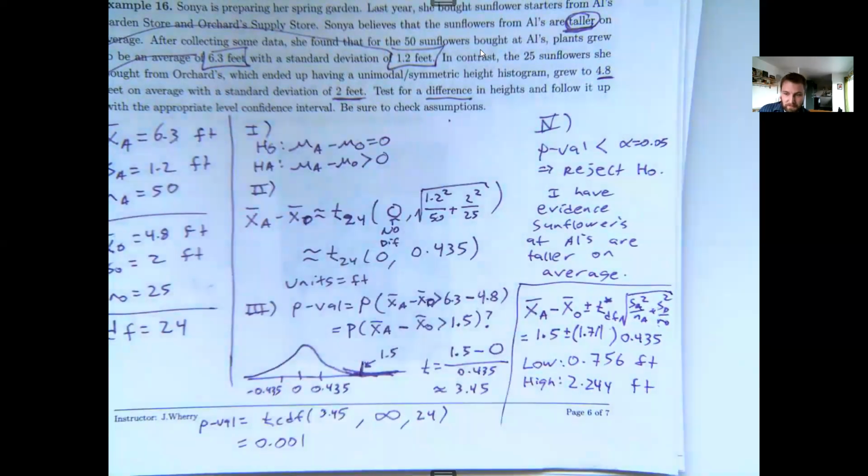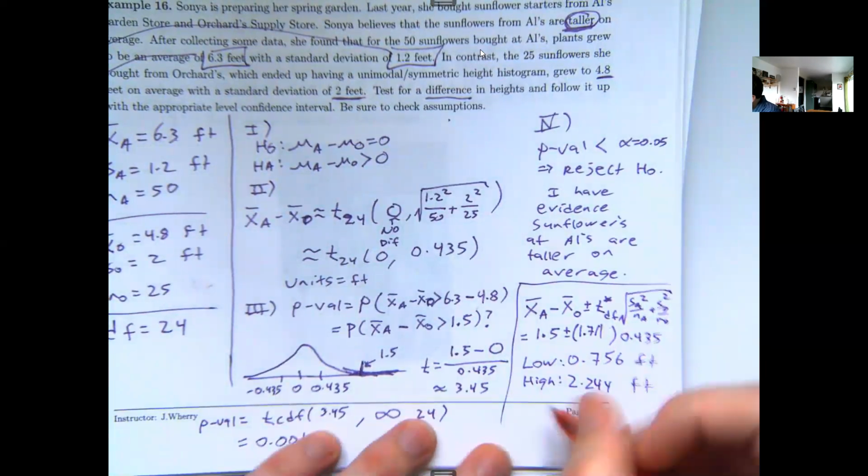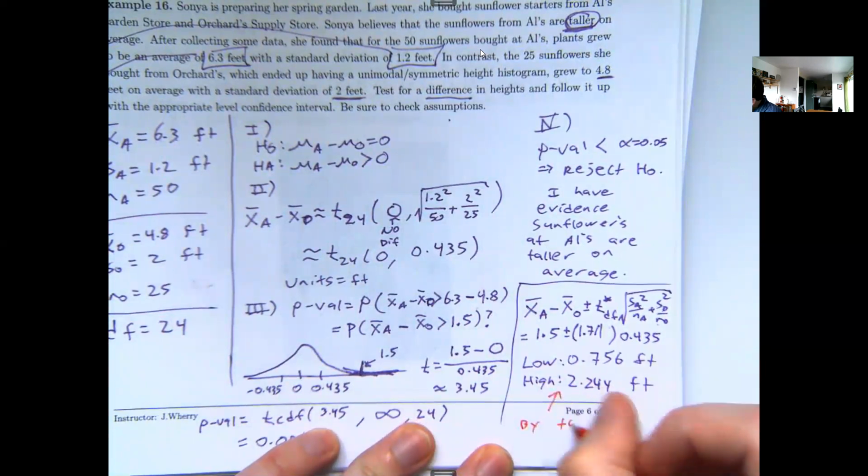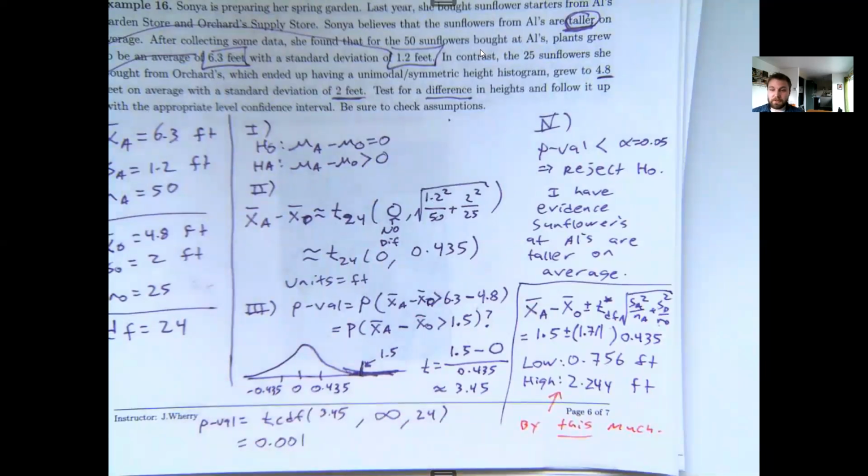So earlier when I said I had evidence that sunflowers at Owls were taller on average, if I wanted to know by how much, by this much. So I am 90% confident that they're anywhere from 0.756 feet taller all the way up to 2.244 feet taller.